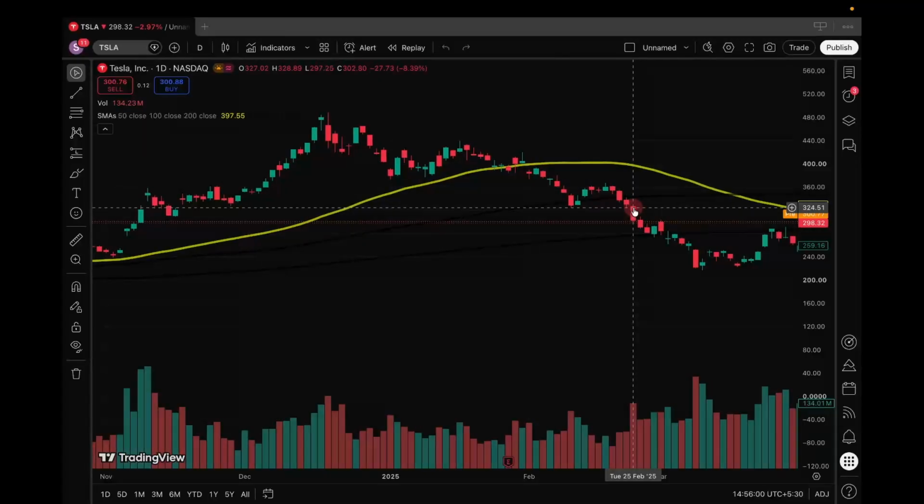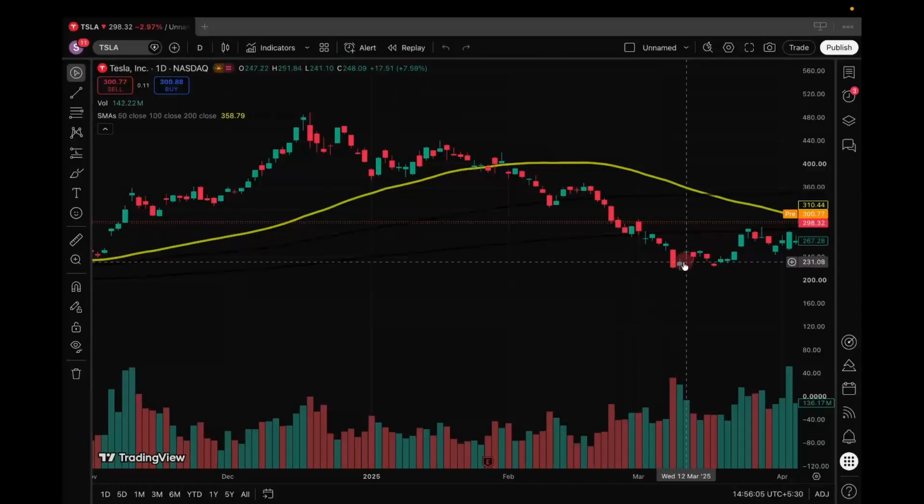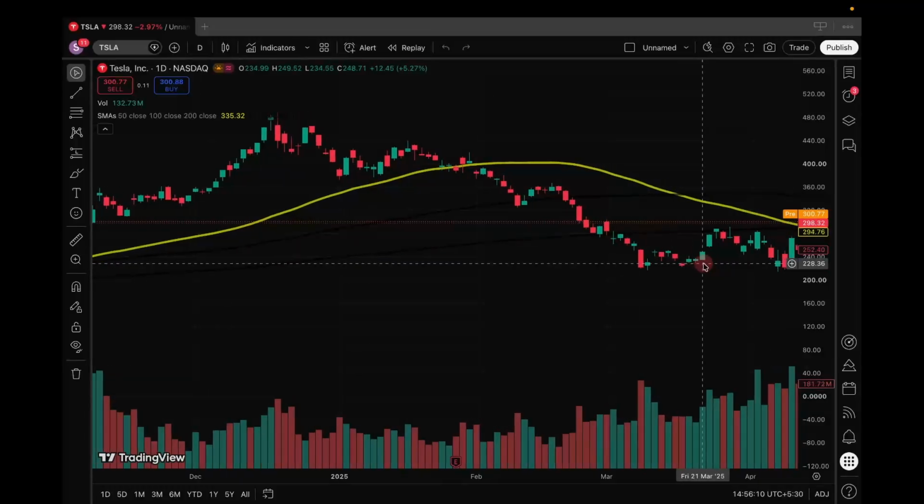The 50 MA started curving downward. Price fell from around $400 all the way to around $238, right, by late February.